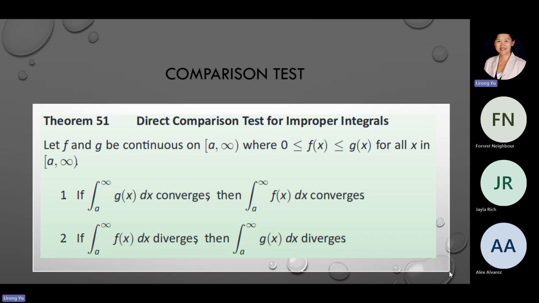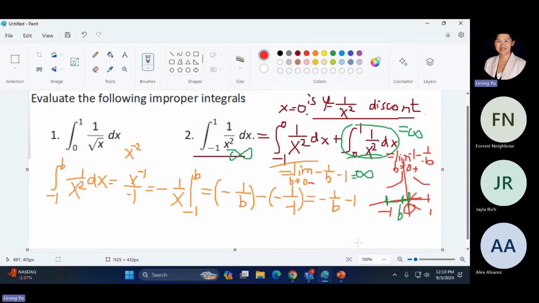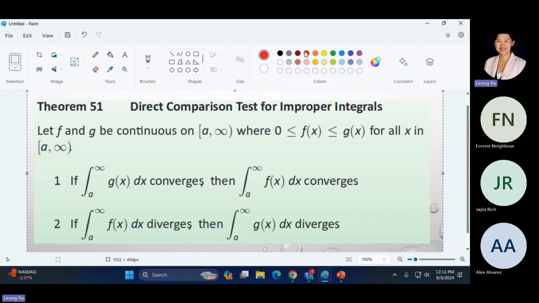The thing is, integration will keep the comparison. If one is smaller than the other, the integrals compare the same way. They're both positive, right? So the integral of f of x from 0 to infinity will be smaller than or equal to the integral of g of x.